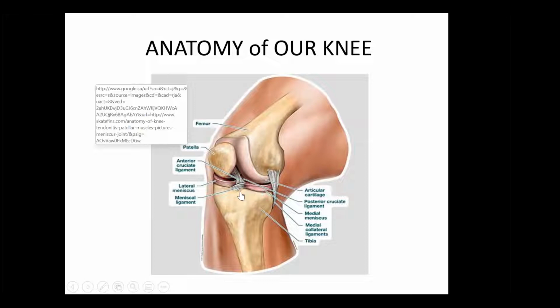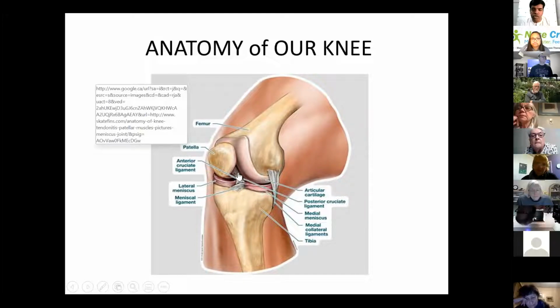As we see in the picture here, these white bands are the ligaments. This is the anterior cruciate ligament, and on the inside of the knee we have the medial collateral ligament. Similarly, on the outside, there is another ligament called the lateral collateral ligament. And although it's hard to see, there is another ligament inside the knee joint called the posterior cruciate ligament.